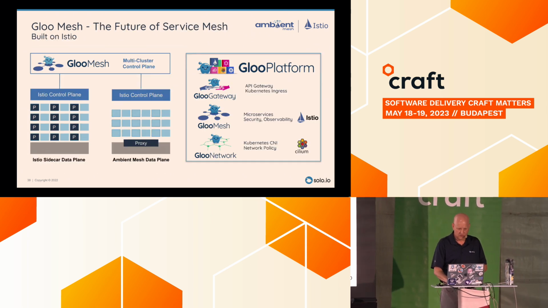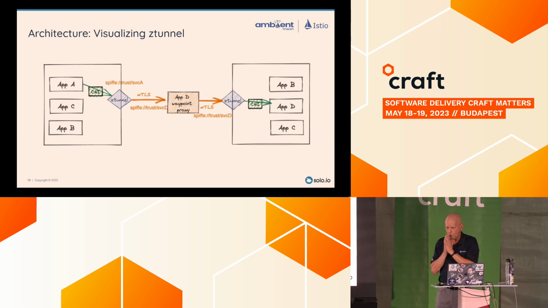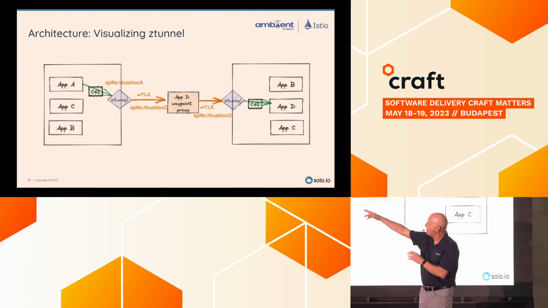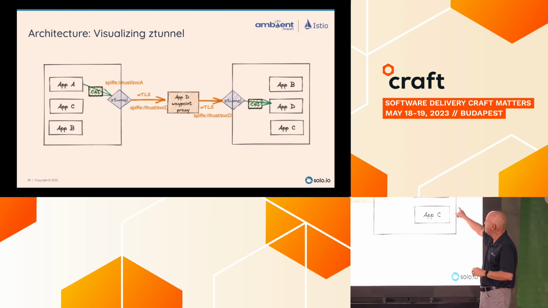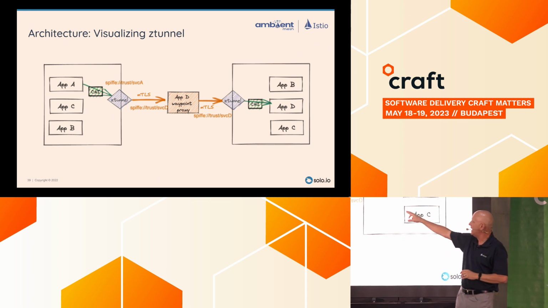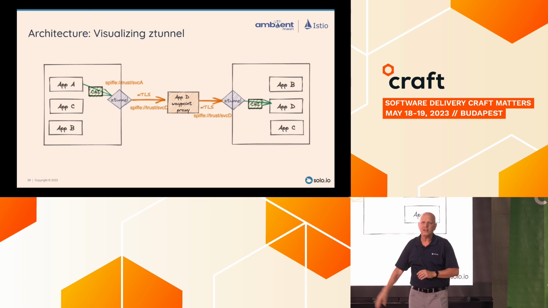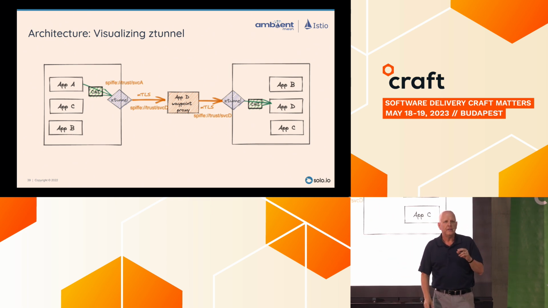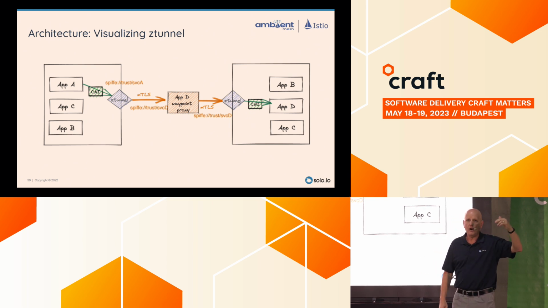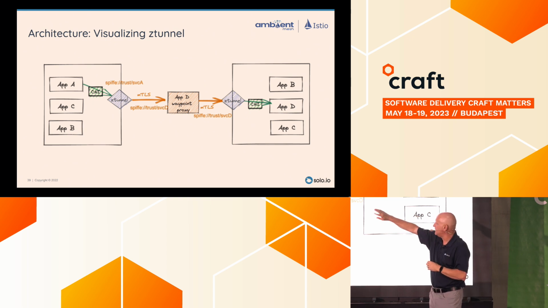So here is what the flow looks like. Let's say application A needs to talk to application D. Those are on different nodes. So what's going to happen? The request goes out. There is a CNI layer, you're going to see that today as well, that's going to set up the traffic redirection on the local nodes to ensure that all traffic that comes from application A in this instance is redirected to the Z tunnel on that node. And so that traffic is going to be directed there.